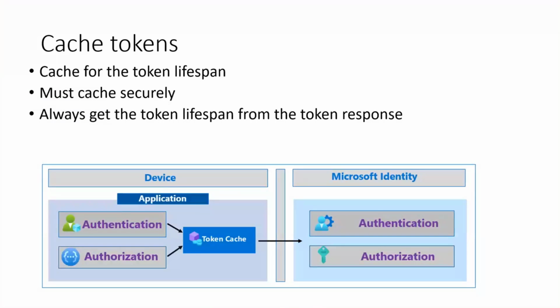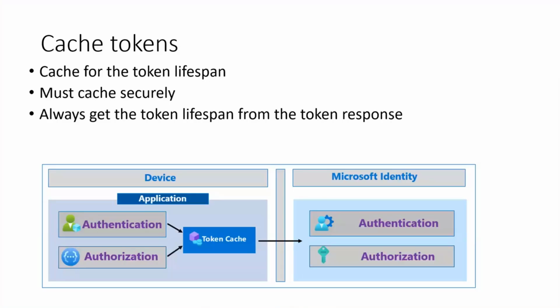The first part is making sure that you use a token for as long as it's good for. So as long as it's valid is how long you should try to be using that token. Make sure that you securely cache these tokens, of course, because they are good for their lifespan. And the right place for you to get the lifespan, and this is very important, that you always get the lifespan from the token response.